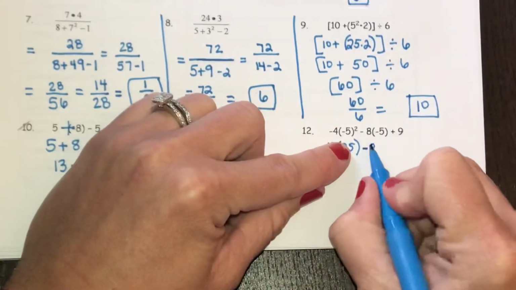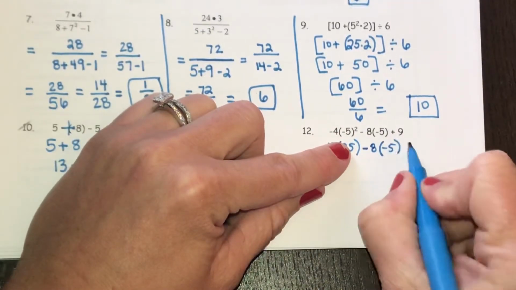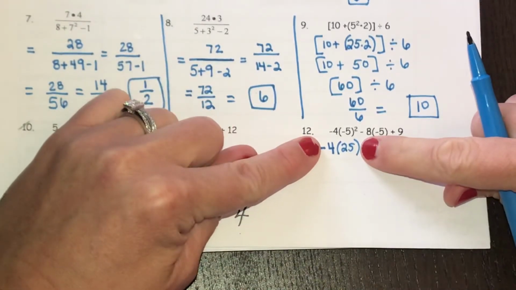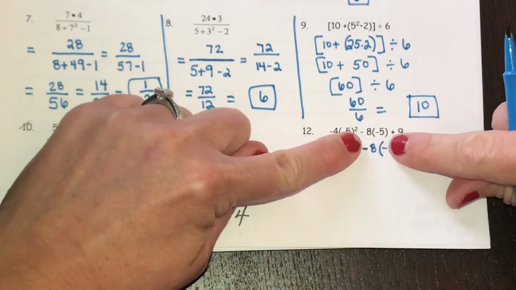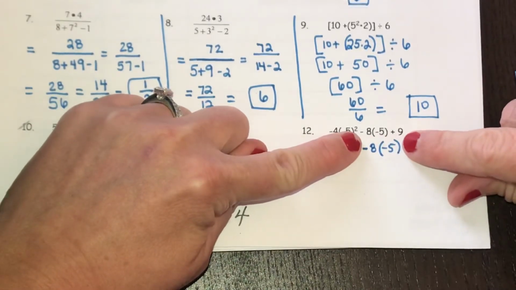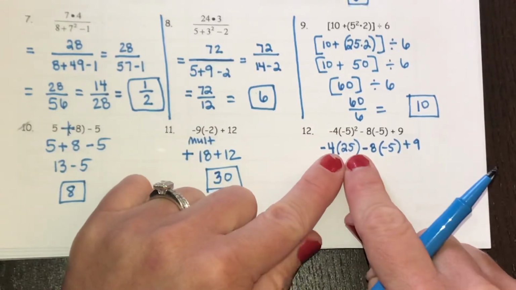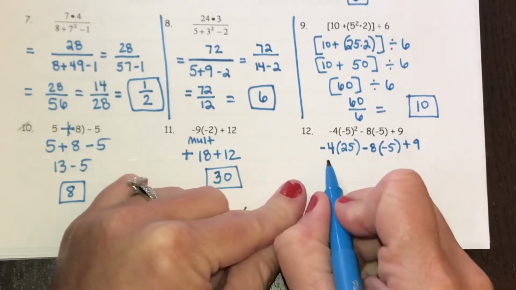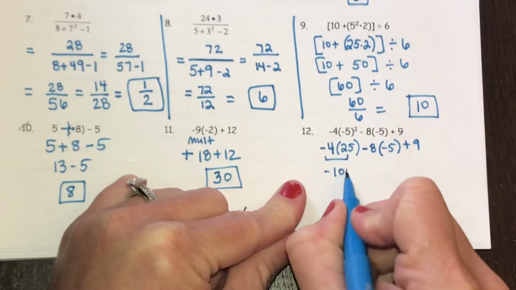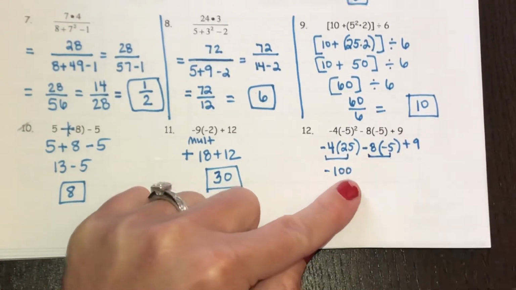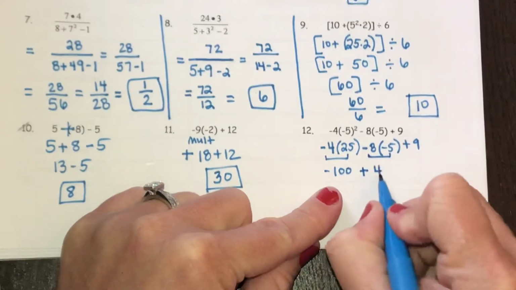Then I have -8, parentheses -5, plus 9. Okay, so this is a multiplying because that -4 is in front of the parentheses. And this is a multiplying because that -8 is in front of that parentheses set. -4 times 25 is going to be -100. And -8 times -5 is going to make a positive 40.